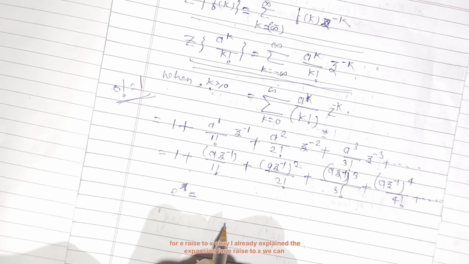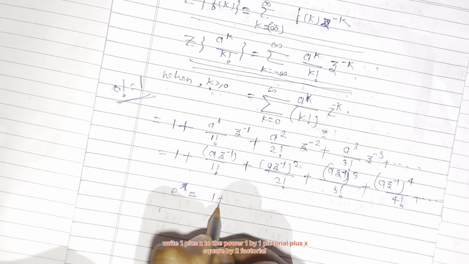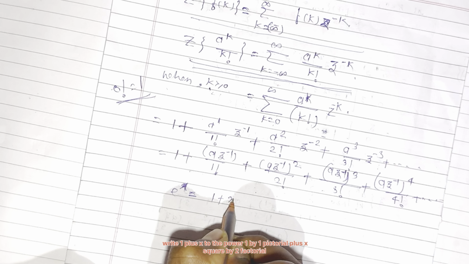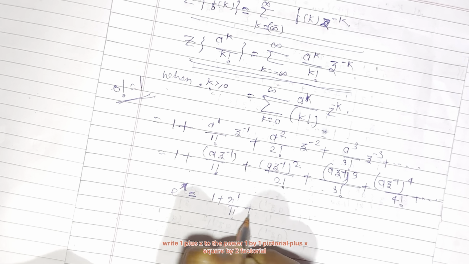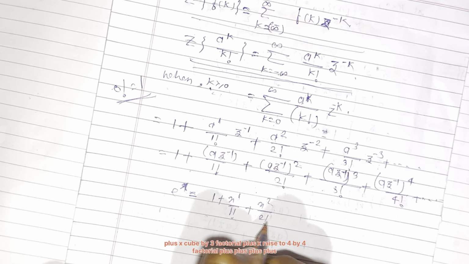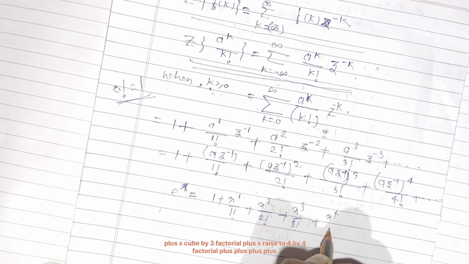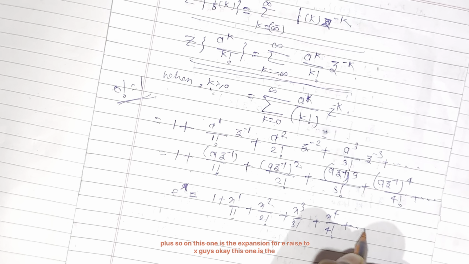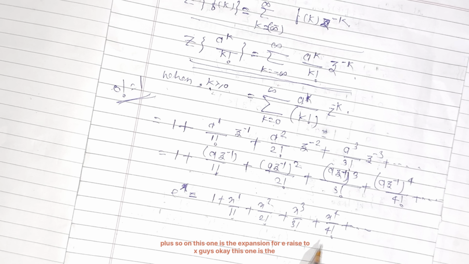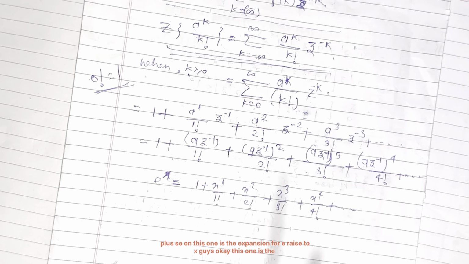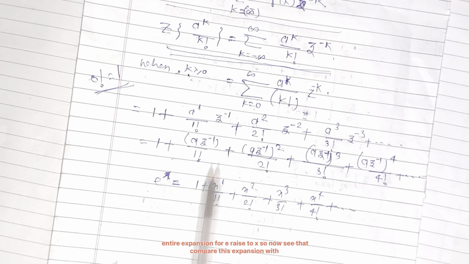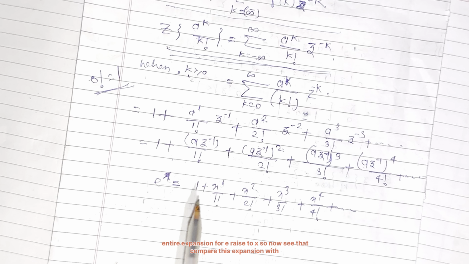What is the standard expansion for e raised to x? I already explained the expansion for e raised to x. We can write 1 plus x to the power 1 by 1 factorial, plus x square by 2 factorial, plus x cube by 3 factorial, plus x raised to 4 by 4 factorial, plus so on. This one is the entire expansion for e raised to x, guys.